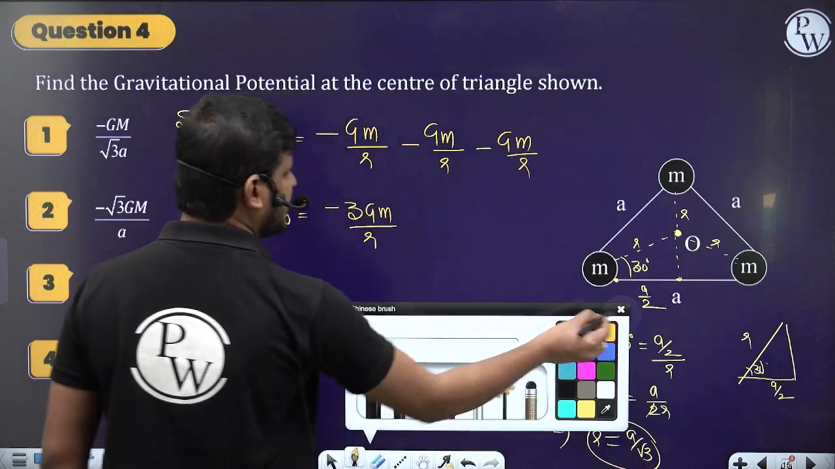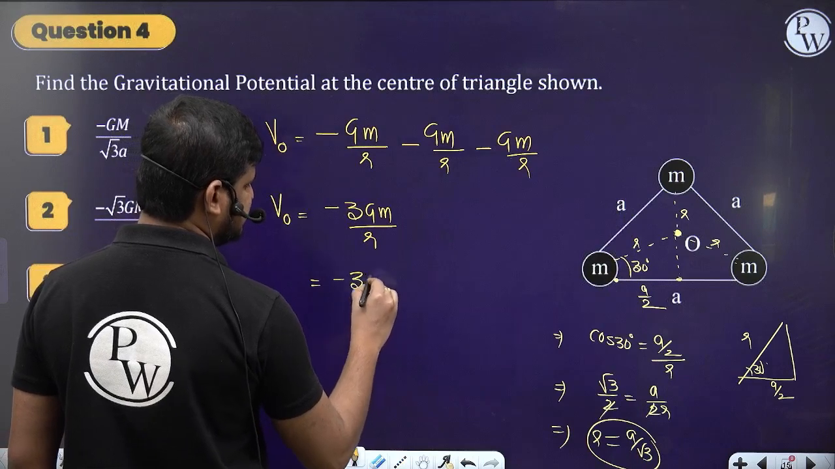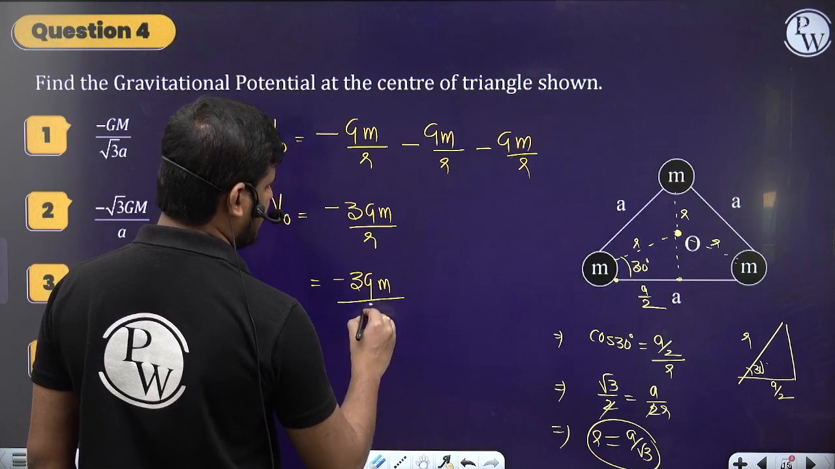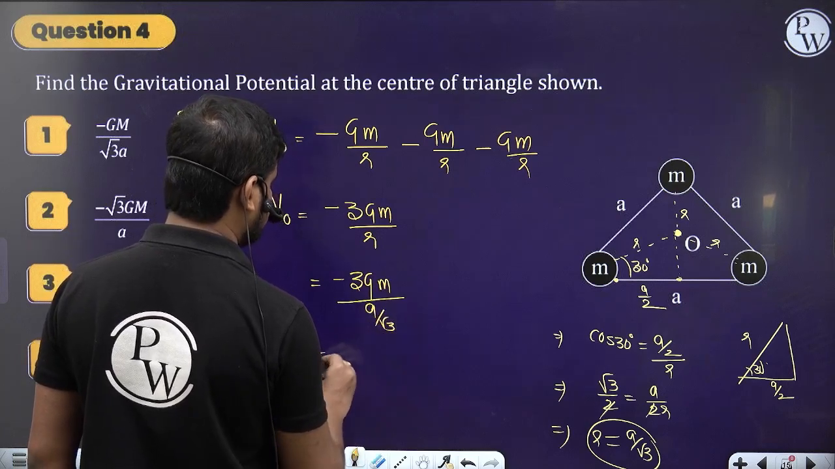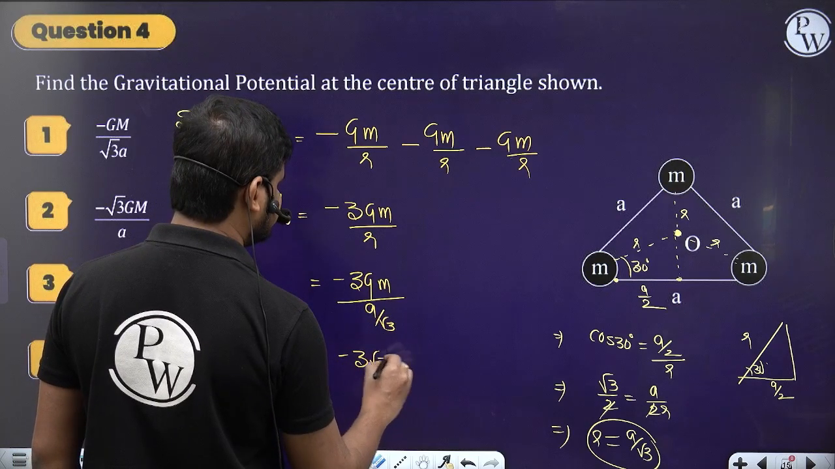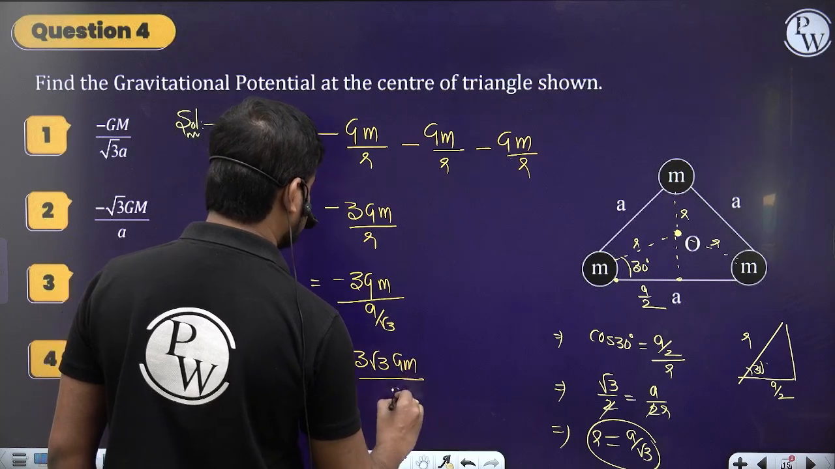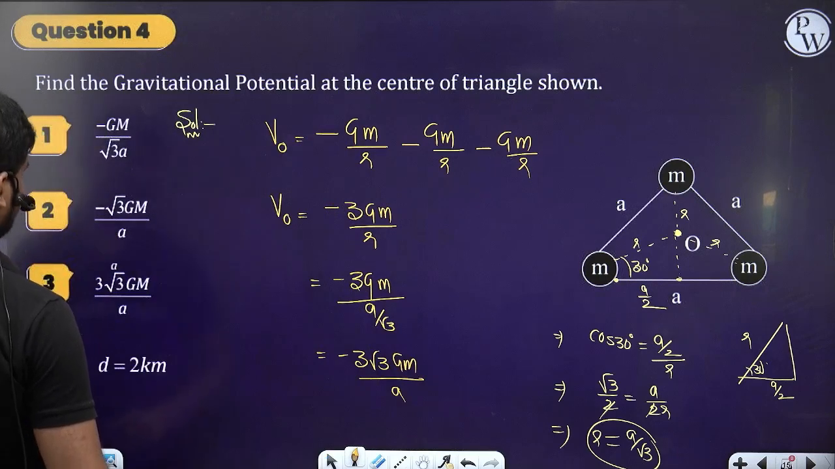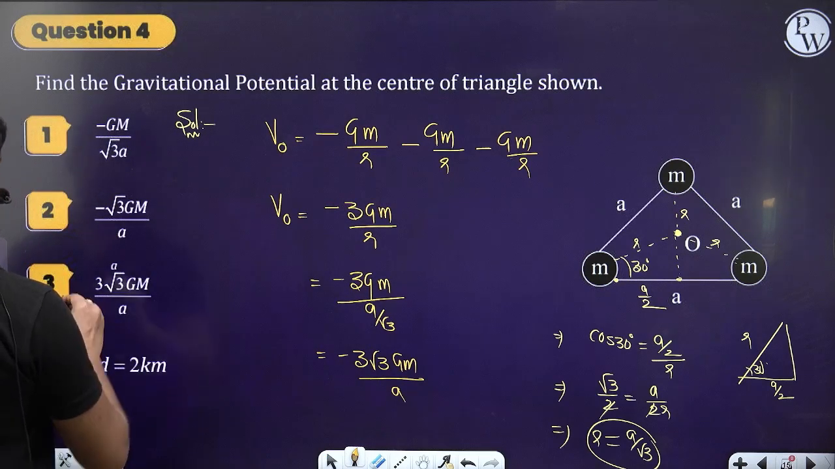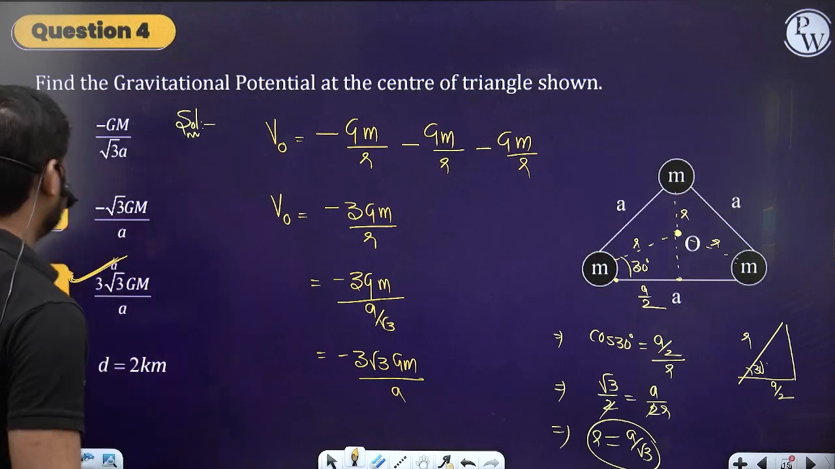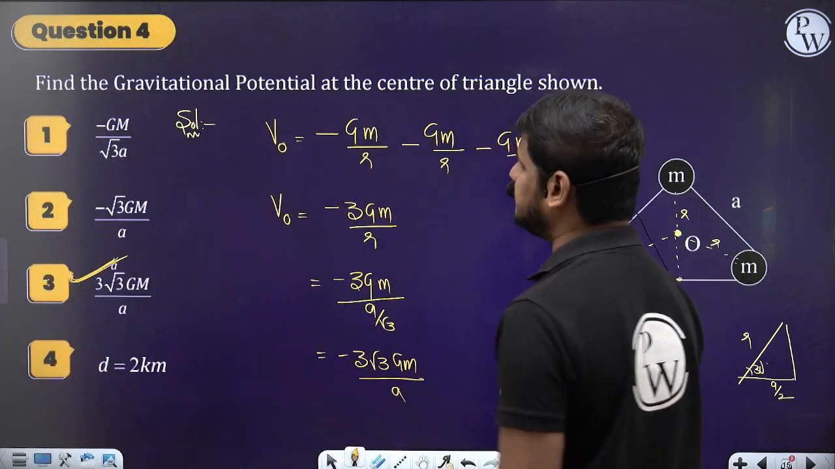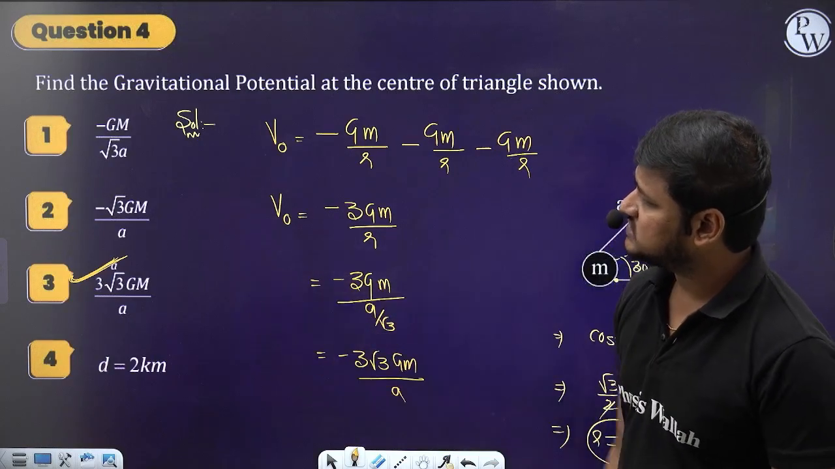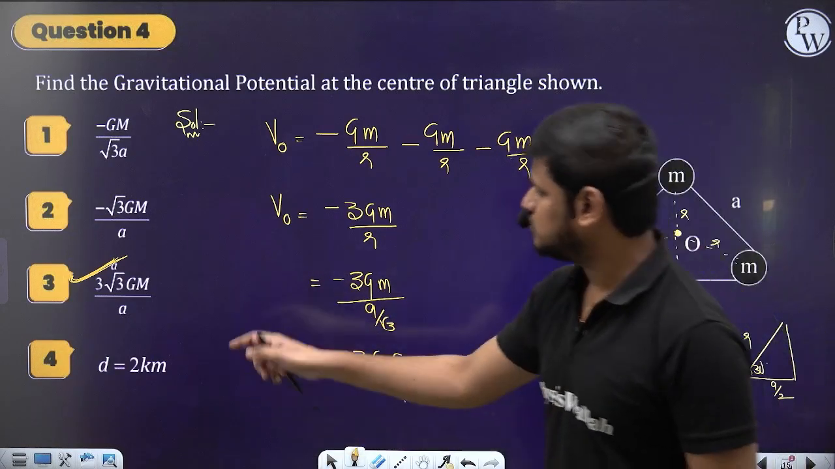Now substitute that r value here. So minus G m into 3 by a by root 3, which is nothing but minus 3 root 3 G m by a. So this is minus 3 root 3 G m by a. 3 root 3 G m by a is there in option 3. Clear? So simply take the magnitude. Minus 3 root 3 is there in only one option, so that is option 3. Clear? So ignore this a.